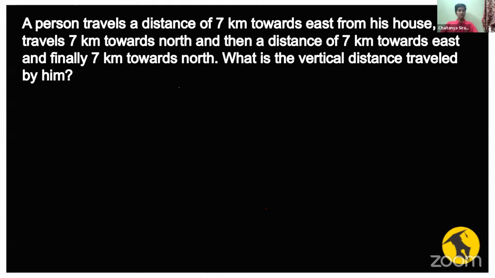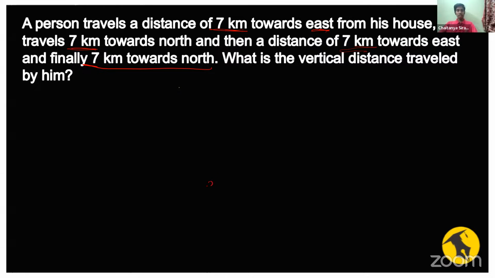Okay, a person travels a distance of 7 kilometers towards east from his house. Then he travels 7 kilometers towards north, then a distance of 7 kilometers towards east, and finally 7 kilometers towards north. What is the vertical distance?